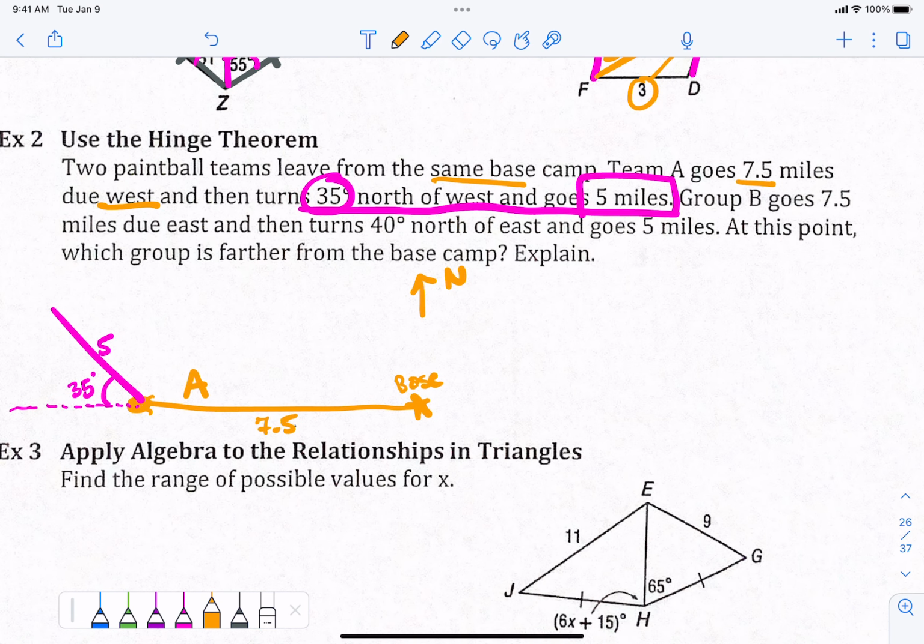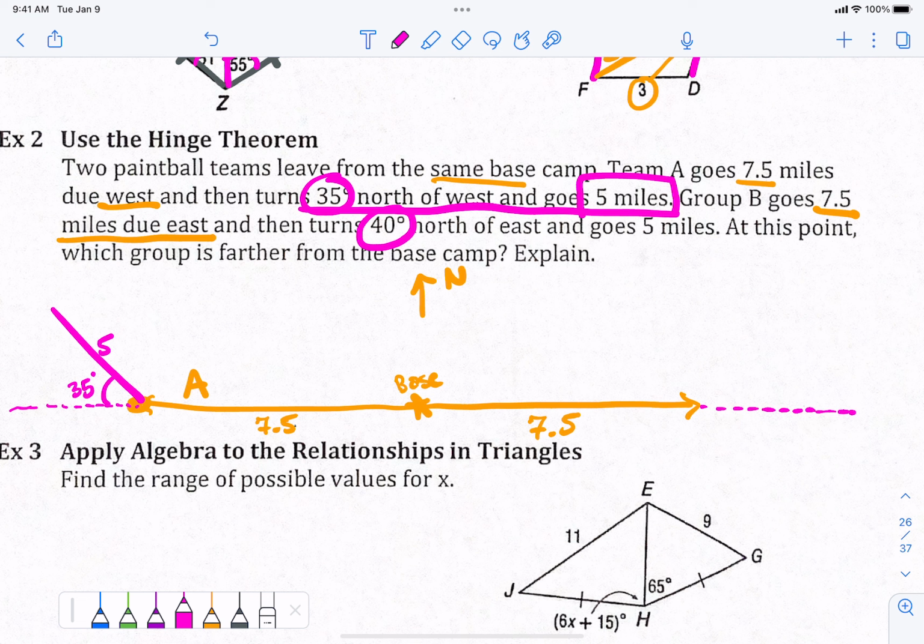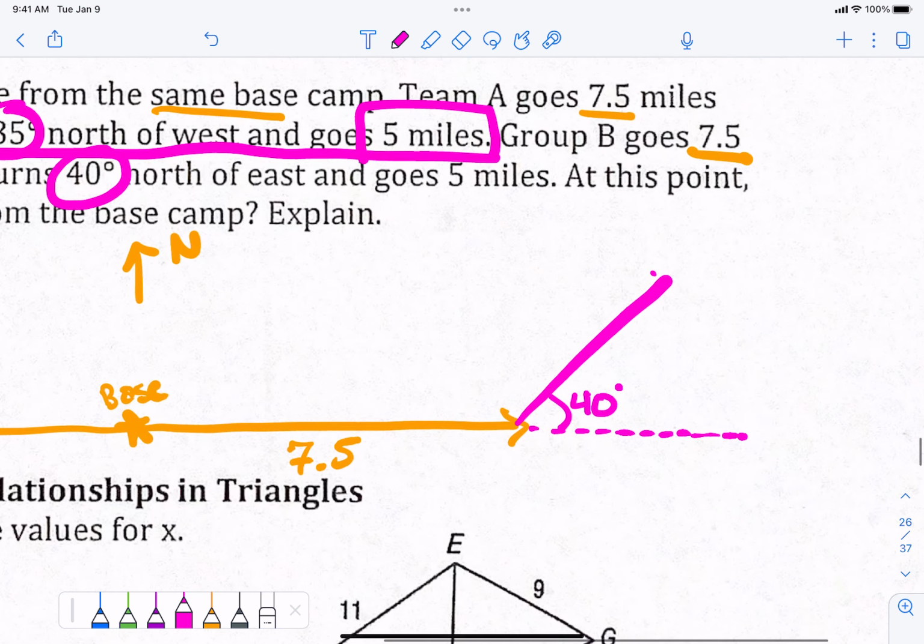Team B is starting at base camp, and they are going how much? 7.5 miles east. So they're going the exact opposite direction, 7.5 miles that way. And then they turn 40 degrees north of east. If they would have continued going east, it would look like that, but they're going 40 degrees north of that. So this is 40 degrees. And how long are they going for that? 40 degrees north of east for 5 miles.